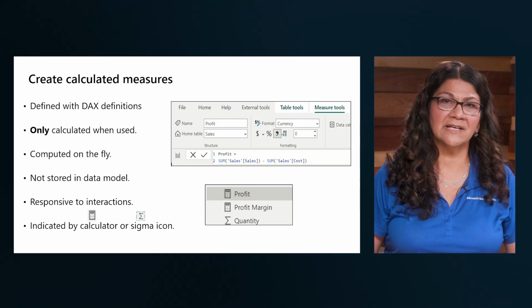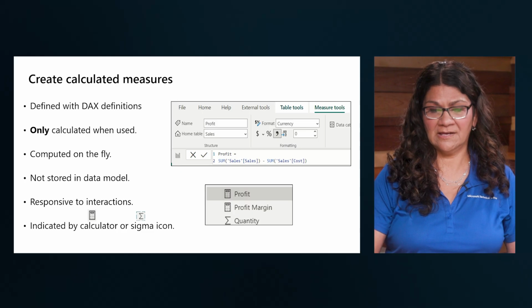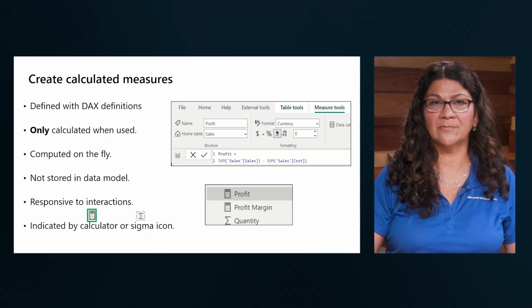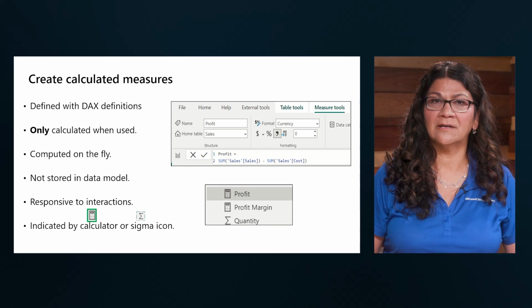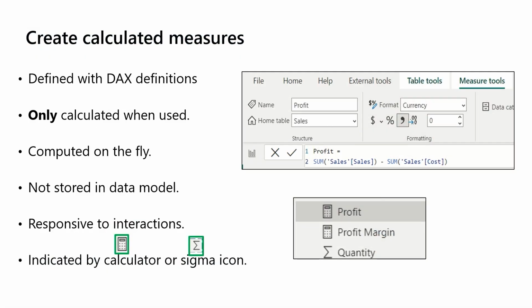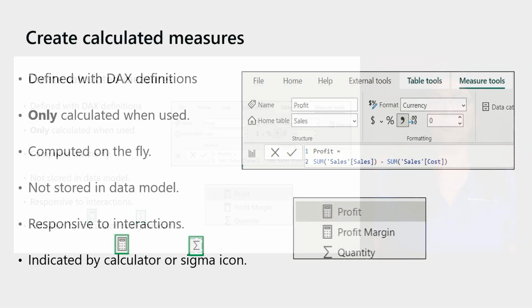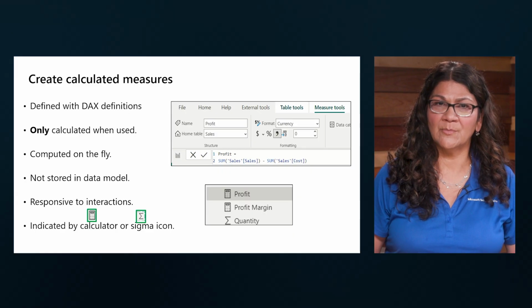The measures are indicated by the calculator icon here, indicating an explicit measure, or the sigma icon we're showing here, an implicit measure. They are also defined with DAX definitions, as we'll see going forward. Since they are calculated when they're used and on the fly, they're not stored in the data model.